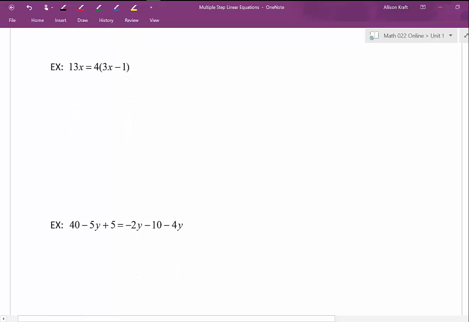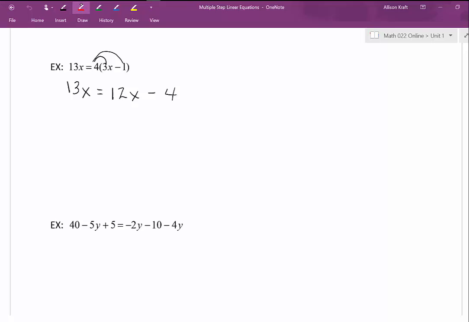In our next example, we do have parentheses to eliminate. We are going to distribute to eliminate those parentheses. 4 times 3x is 12x, and 4 times a negative 1 gives us minus 4. There are no fractions to eliminate. There are no like terms on either side of the equal sign to combine. Step 4, we want to move all of our variable terms to one side of the equation and all of our constant terms to the opposite side of the equation.